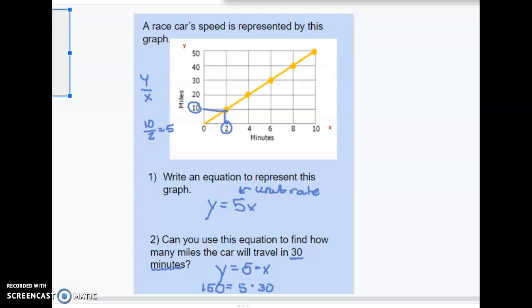So this tells me that in 30 minutes, the race car can travel 150 miles. If I were to put this on the graph, I would go over to 30, which would be somewhere over here, and up to 150, way up here. Probably can't even see it. And that line would continue right up and go through it. Okay, let's move on.